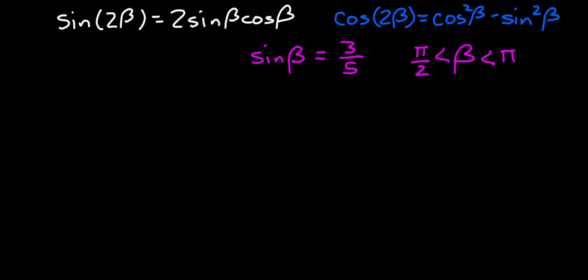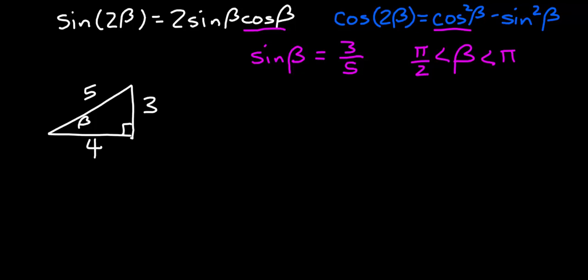Well, you can see that in order to use either of these formulas, I need to figure out what cosine is. So what I want to do then is draw a triangle. And since I'm given that sine is opposite over hypotenuse, and I'll call this beta, I can use the Pythagorean theorem to find out that the adjacent side is 4. Now, you could also recognize this as a 3, 4, 5 right triangle and figure out that that's 4. But we know that the adjacent side is 4. That tells us that cosine beta is equal to 4 over 5.